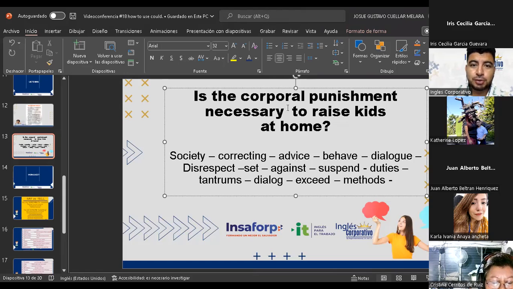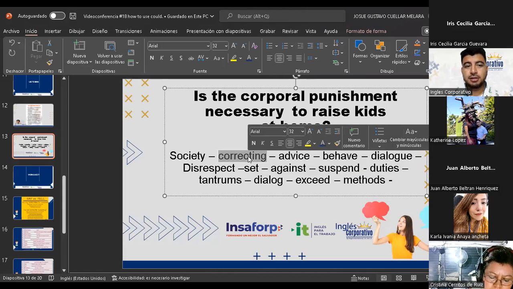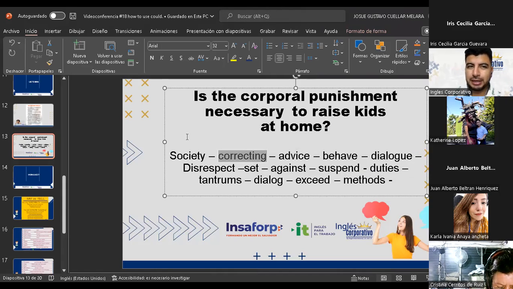Something that maybe leads to corporal punishment, algo que lleva al castigo corporal, is the tantrums. The tantrums son las rabietas, los berrinches, and that is something really common nowadays. I have seen a lot of tantrums, and I guess you too, in the supermarket, in the bank, on the street. And I have seen a lot of parents who don't know how to control the kids. So that is something that depends on the methods, okay? Depends on the advice, the dialogue, the correction. We have to correct, not just pass by, no solo dejarlo pasar. That is something really important.